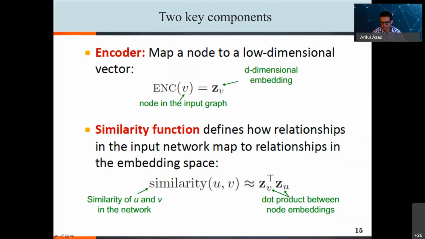And when you embed them into the embedding space, then we have two vectors, ZU and ZV. What is the similarity in the embedding space? In this case, I'm defining it using the dot product. We have to design them. We define graph embedding algorithms.